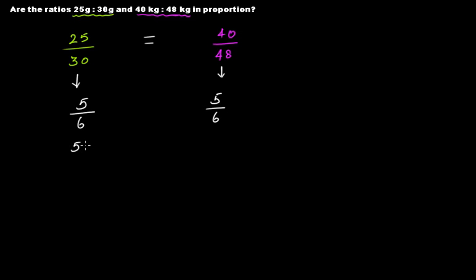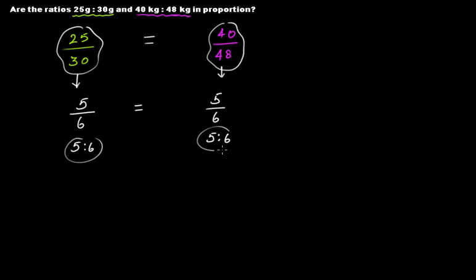Therefore, this is 5 ratio 6, and this is also 5 ratio 6. That means these two ratios are actually equal. Why? Because these are simplified forms of these two ratios. Since both get simplified to the same ratio, 5 ratio 6, these two ratios are equal, and therefore they are said to be in proportion.